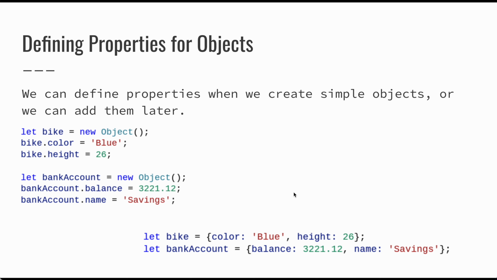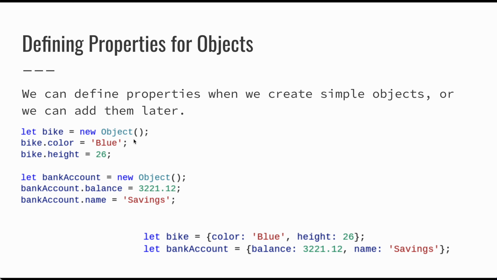Now, it's also possible to use what we call JavaScript object notation, sometimes referred to as JSON, when we construct objects. And you can see at the bottom of the page we have bike equals an object with a property color of blue and a property height that is 26.